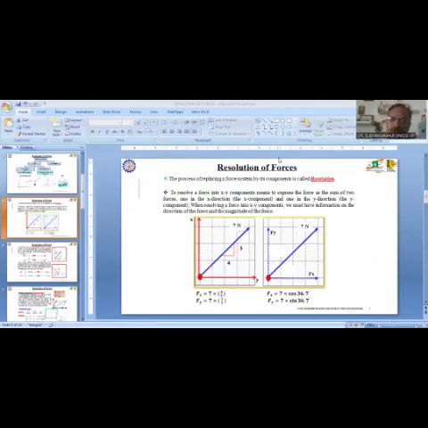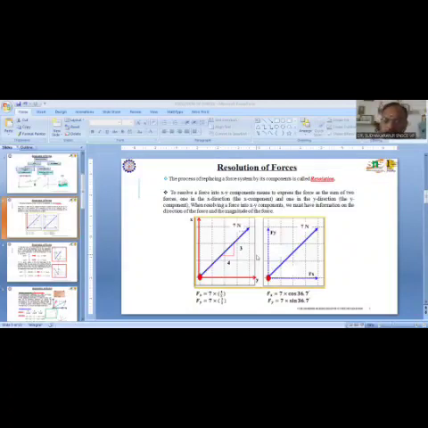So what do you mean by resolution of a force? The process of replacing a force system by its components is called resolution. For example, there is a force of 7 Newton acting on a particle at an angle of 37 degrees with respect to the horizontal axis. Now, I want to resolve this force into two components along the x and y direction.